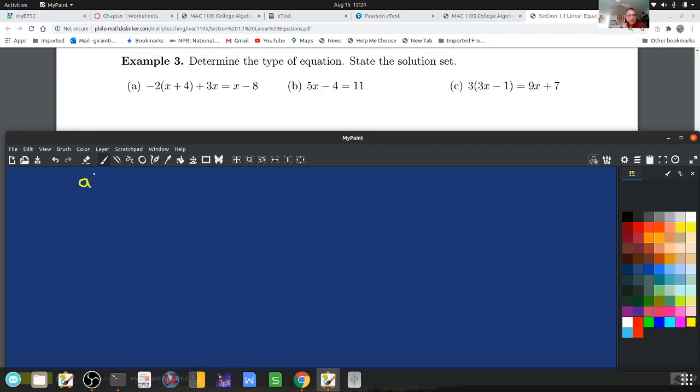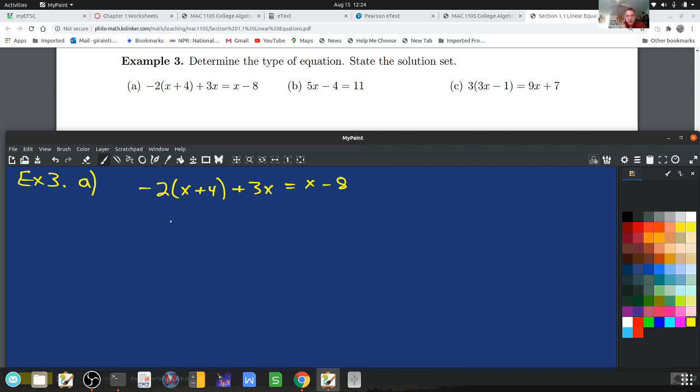So basically what we're going to do, this is example 3, A. We're going to solve 2 times x plus 4 plus 3x is equal to 8 minus x. As always, we're going to use distribution to simplify the left-hand side.